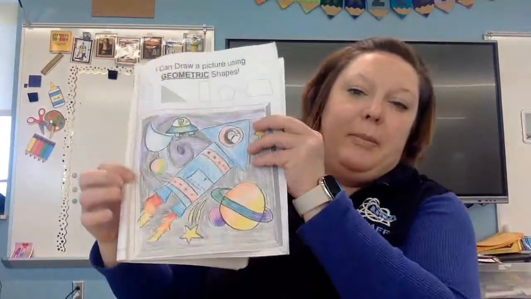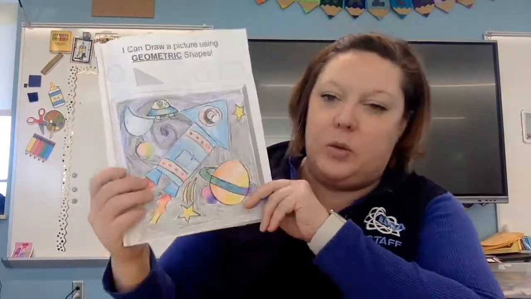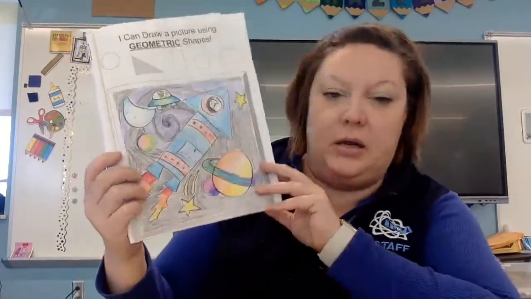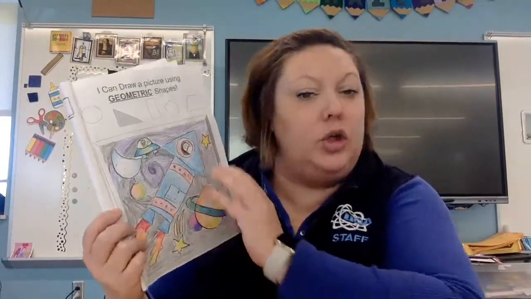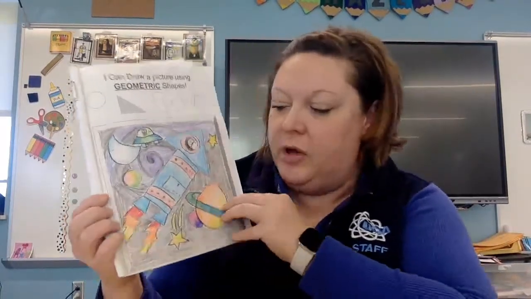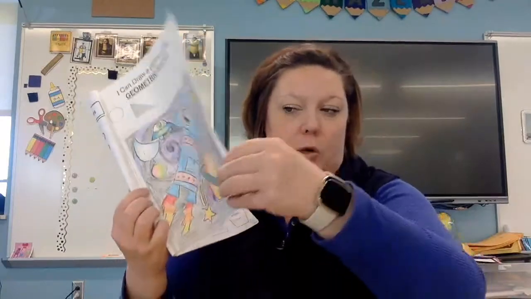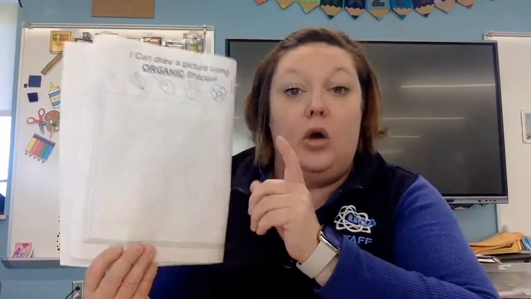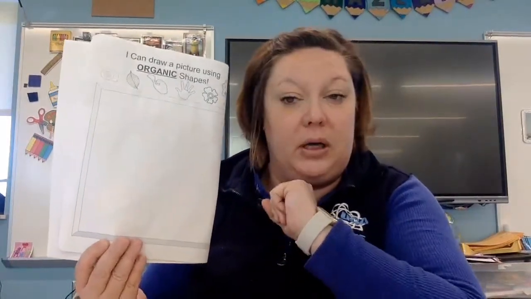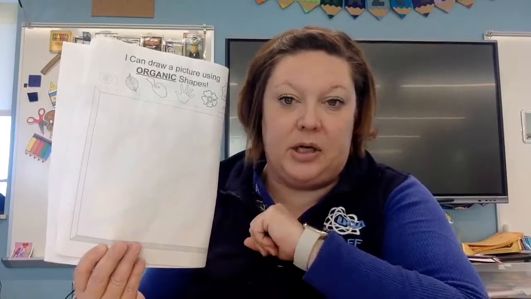So if you remember back before December when all the holiday stuff was coming in, we did a geometric shape drawing. Okay, we used triangles and rectangles, and you could create any picture you wanted. Well, now we're going to do the back side and focus on organic shapes. Okay, so grab your workbook, grab some drawing and coloring supplies, and I'm going to show you what to do.